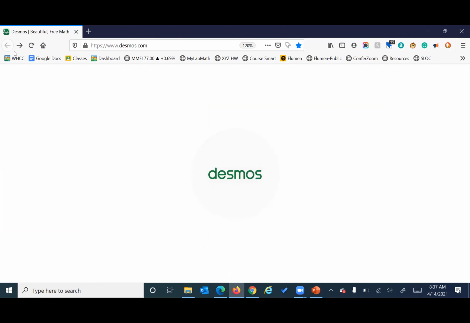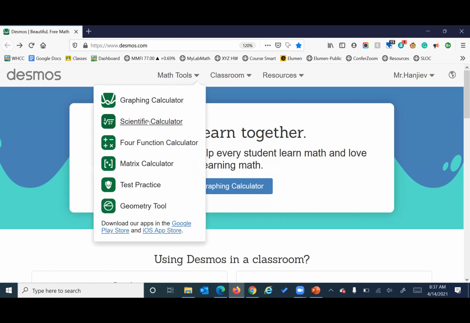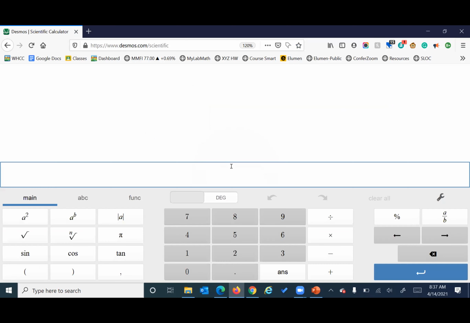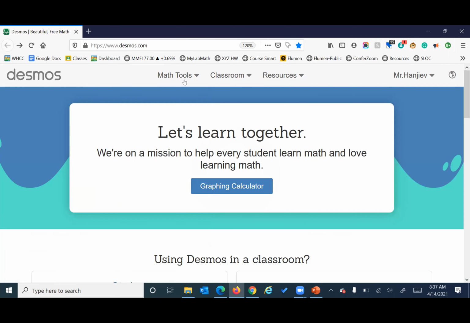I just want to try the scientific calculator now. So the scientific calculator, a four-function calculator. How fun. Let me check this out for a second. Never seen it before. Oh yeah, okay, so if you need a calculator that does all that stuff, it's online as well. Okay, but we're going to go to the graphing calculator here.